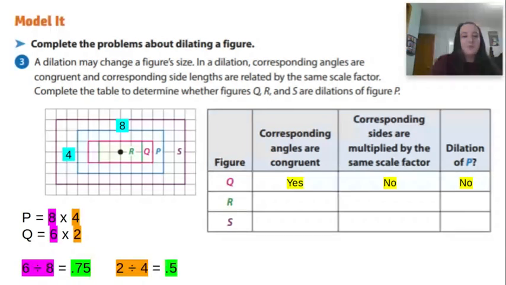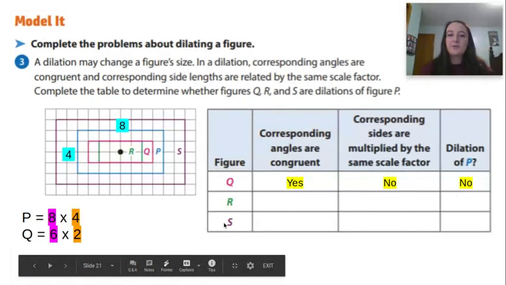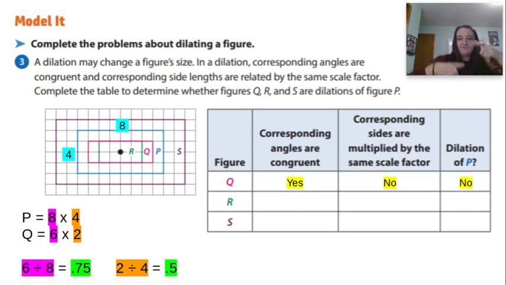Then you have to do that with the other side length, so you take your new one, which is 2, divided by your original, which is 4. 2 divided by 4 is 0.5. Since 0.75 does not equal 0.5, that means it is not a dilation. While the corresponding angles are congruent, because they're all 90 degrees, the corresponding sides are not multiplied by the same scale factor, because for this way the scale factor is 0.75, and for this part, it's 0.5. So figure Q is not a dilation of figure P.